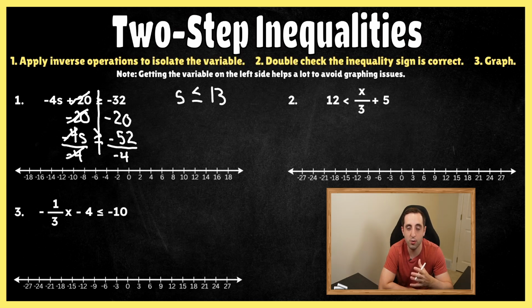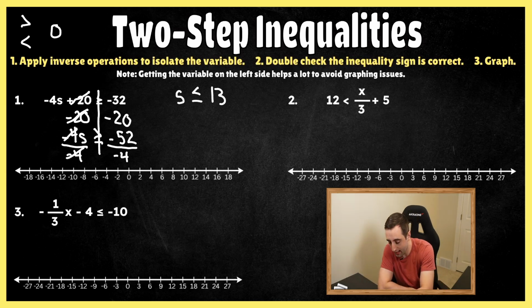Now, we talked about in the previous video how to actually graph inequality symbols on a number line, but in case you didn't see that video, if you have the greater than or less than symbols in your final answer, you're going to be graphing with an open circle, which I'll re-explain what that means here in a second. And if you have greater than or equal to or less than or equal to, you're going to be graphing with a closed circle.